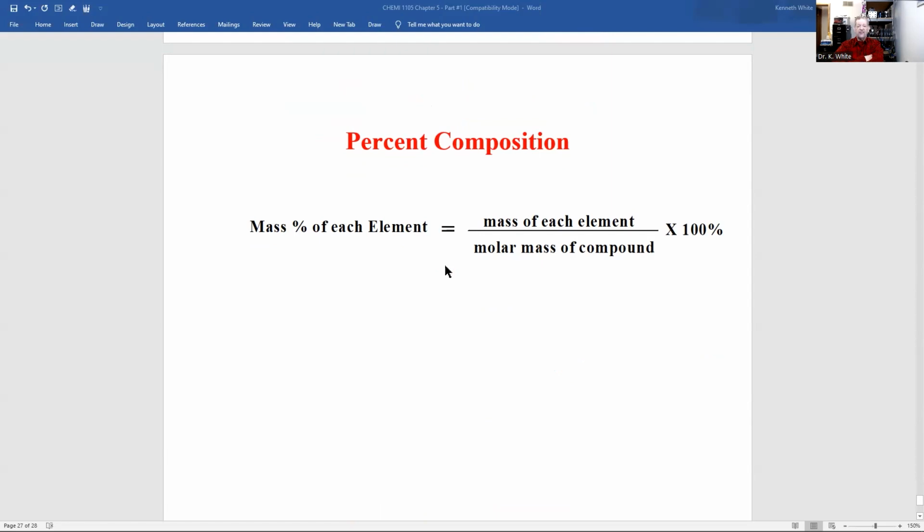There's an important concept called percent composition. That's the percent mass of each element in a compound. And how do you calculate that? Remember, click, switch is off. This won't be on a test or the final, but I do want to mention it. It's the mass of each element divided by the molar mass, the grams per mole, times 100. And that's called percent mass of each element.